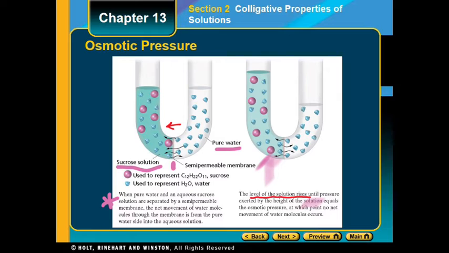So again, the solution rises until, and when we talk about the solution rising, notice the height of this solution is now higher than what it was over there on the left. The solution rises until the pressure exerted by the height of the solution equals osmotic pressure. So I would definitely make sure that you get this written down so that you know what's going on there. So that is osmotic pressure in a nutshell. Again, it also goes back and correlates to Raoult's law. Let's move on to our electrolytes.